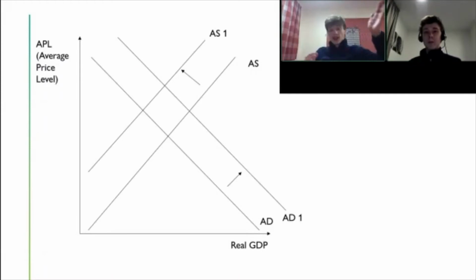Because remember, we're saying that firms face higher costs in the long run because this demand isn't sustainable forever. They have to employ more people, and so they pass that cost on to consumers. So price level increases even further. But what you'll notice is the new equilibrium along AS1 and AD1, in terms of real GDP, is back at the same level as we saw before.